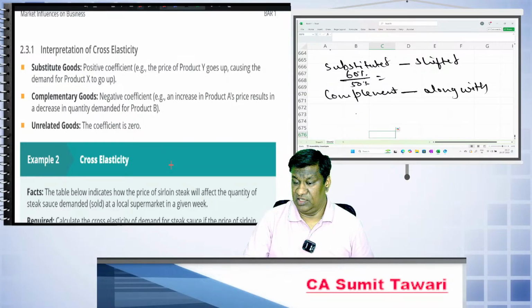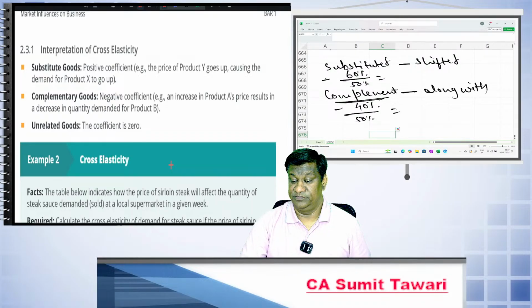So here, the price of the car increased by 50%, but the demand for fuel decreased by 40%. So it is negative. If it is negative, that means it is a complement, meaning we are going to buy it along with the other product. Substitute means it is positive.